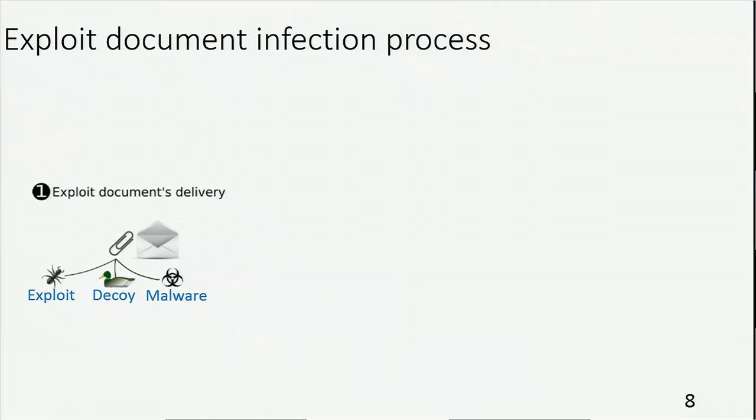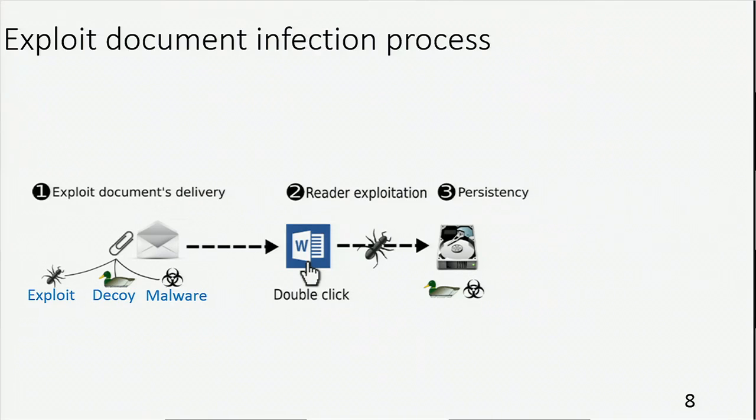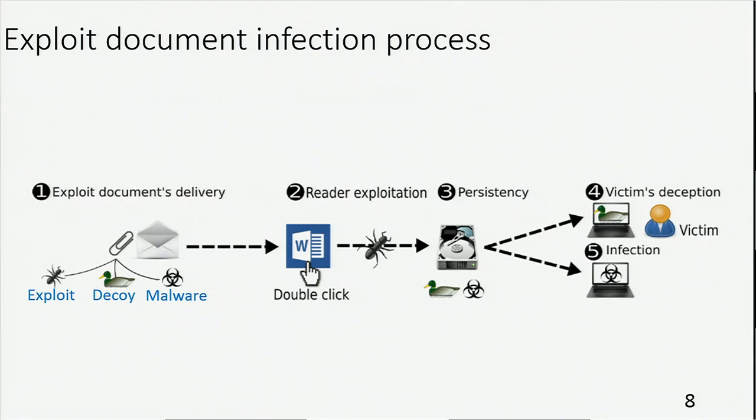So this is often delivered as an email. It's socially engineered so that it looks like a legitimate document that a user should click on. Once they click on it, the exploit is triggered in the reader, which causes both the decoy and the malware to be dropped to persistent storage, at which point now the victim sees a legitimate document, is unaware that in parallel they've actually been infected. At this point, they're owned.